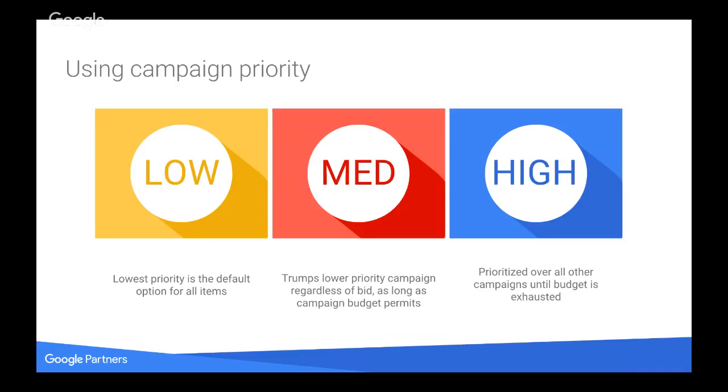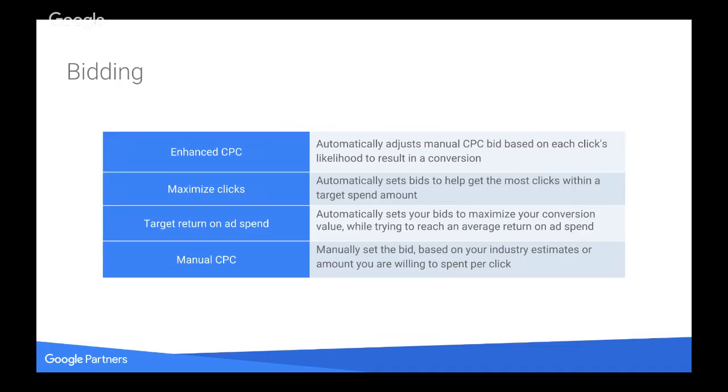Your medium priority campaign especially trumps lower priority campaigns, regardless of the bid, as long as the campaign budget permits. So the minute the campaign budget runs out, we fall back on your low priority campaign for that item at least. And your high priority campaign is prioritized over all other campaigns, as the name suggests, as long as the budget permits again. So the minute your high priority campaign exhausts its budget, we will fall back on medium. That exhausts budget, we'll fall back on low, right? So essentially, you always make sure that your item is running and has some presence, but you can choose to differentiate the bids on your item depending on how high a priority it is for you, given your seasonal trend or any other business requirements that you might have.